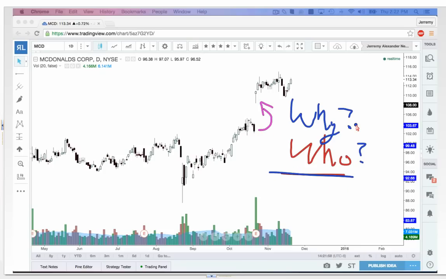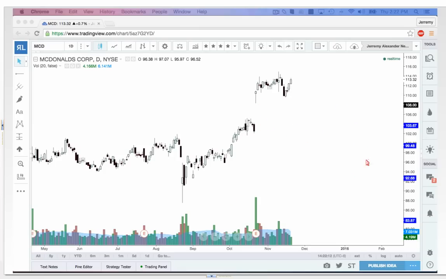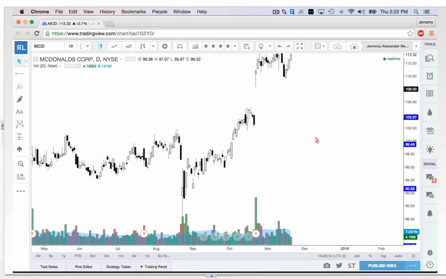So the whys can be usually pretty easy. Well, it's gapping up because there's more buying pressure than selling pressure, or they had good earnings or whatever. So that's the why. But then you can ask who is buying here, who is selling here, that type of thing. So you guys ready? Check this out. This is going to be fun.